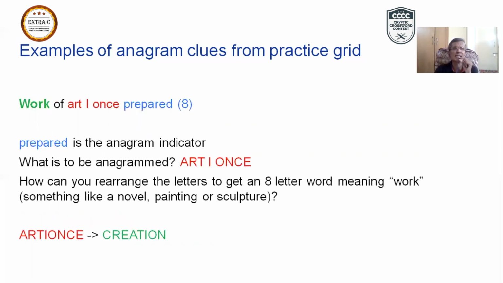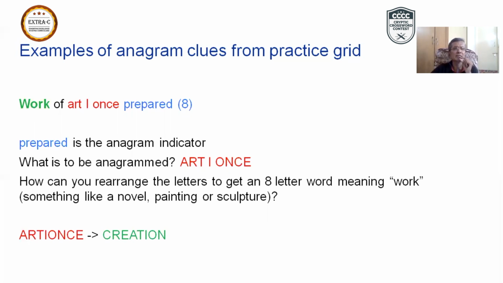Let's take one more example. This is also from the practice grid. The clue is work of art I once prepared. Now again, work is the definition or the final answer, which is 8 letters. Prepared, which is shown in blue here, indicates that it's an anagram, because to prepare something is to rearrange something or to recreate something. Now, what has to be anagrammed?